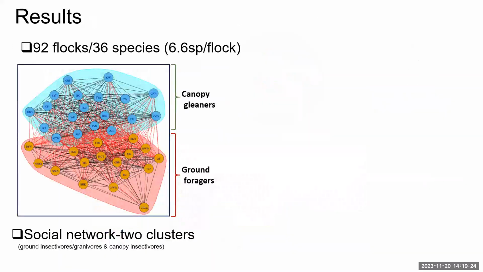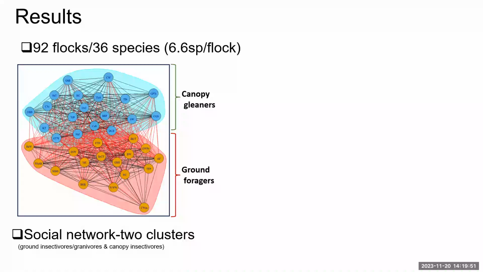So what did we find? In total, we characterized 92 flocks and 36 species participated in those flocks. On average, there were 6.6 species per flock. So this is our social network, and it shows more or less what we expected.